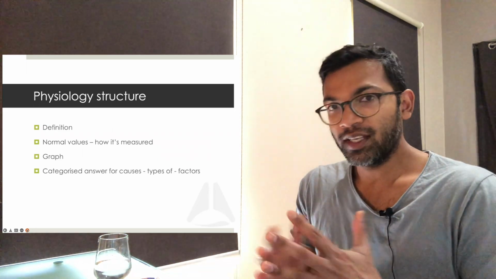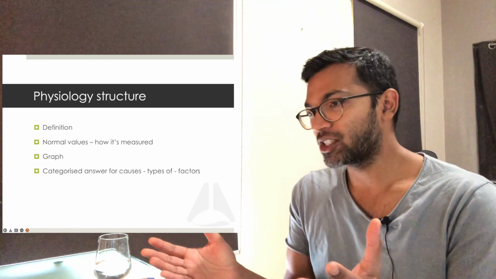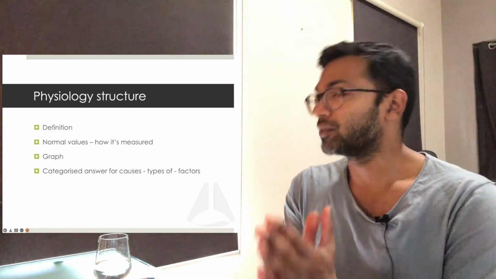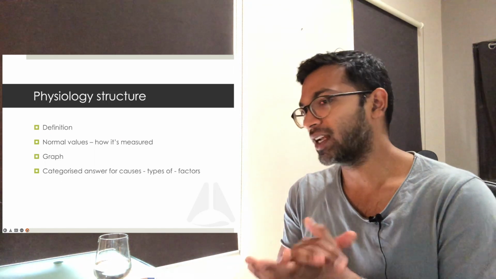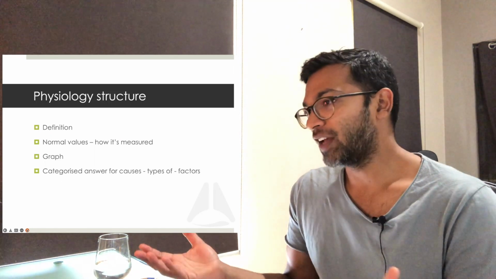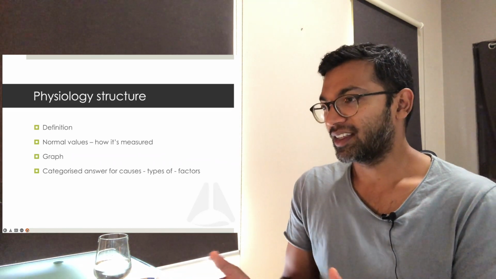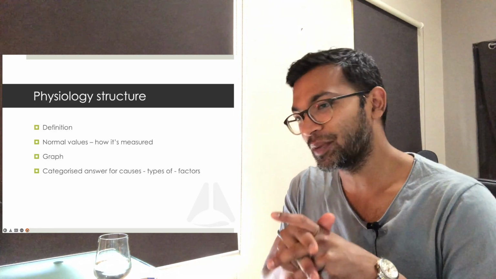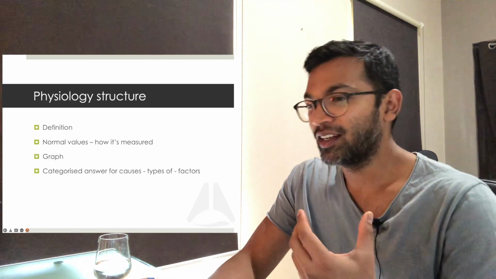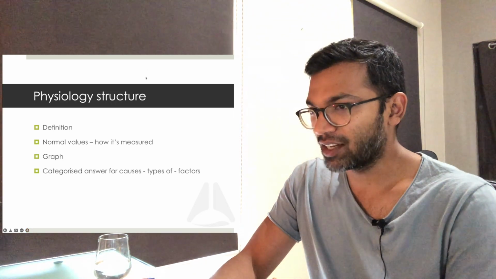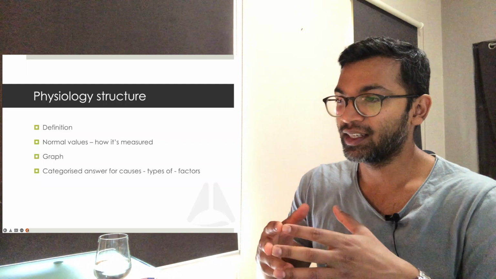Now, a few things that are probably common knowledge. For almost all the physiology questions, I had a structure where I put down a definition, some normal values if relevant, and definitely a graph, because a picture tells 1,000 words. Then I categorize the answer into causes, types or factors of whatever it is. That allows me to get all the critical points and framework down for my answer and then crack on.